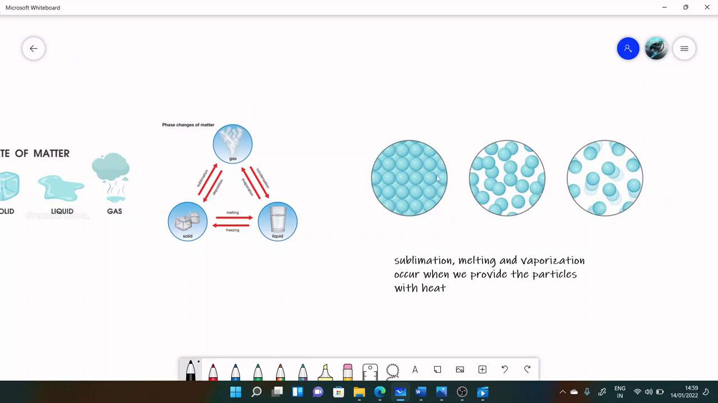Now, condensation, freezing, and deposition occur when heat is removed, when their kinetic energy is reduced. When their kinetic energy is reduced, these particles can no longer move at that speed. Their energy is removed, so they start coming closer to each other, which allows them to, if it's a gas, become liquid, and then if the temperature is constantly still reducing, it will turn into a solid.